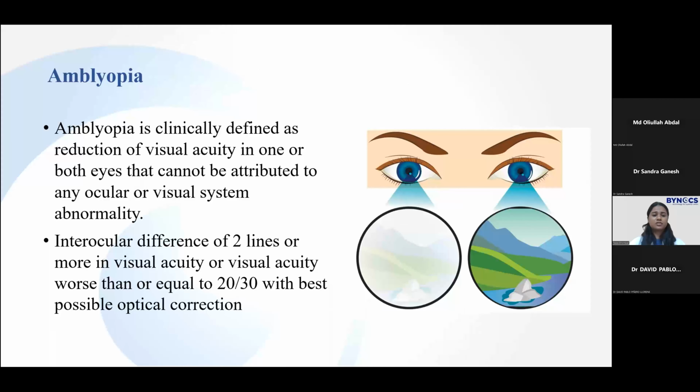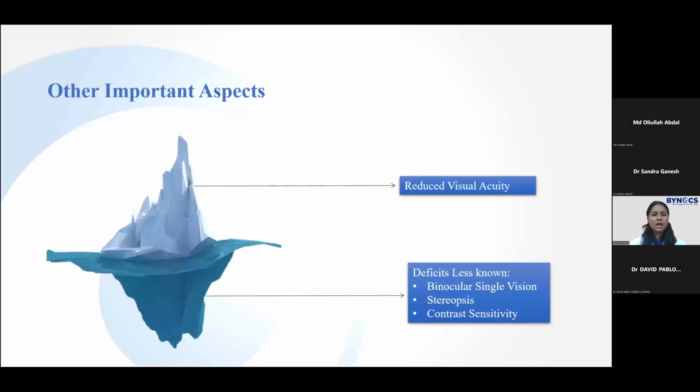And the interocular difference should be 2 lines or more in visual acuity, or visual acuity should be worse than or equal to 20/30 with best optical correction. Now, this is the definition of what we know, and this is basically just the tip of the iceberg.